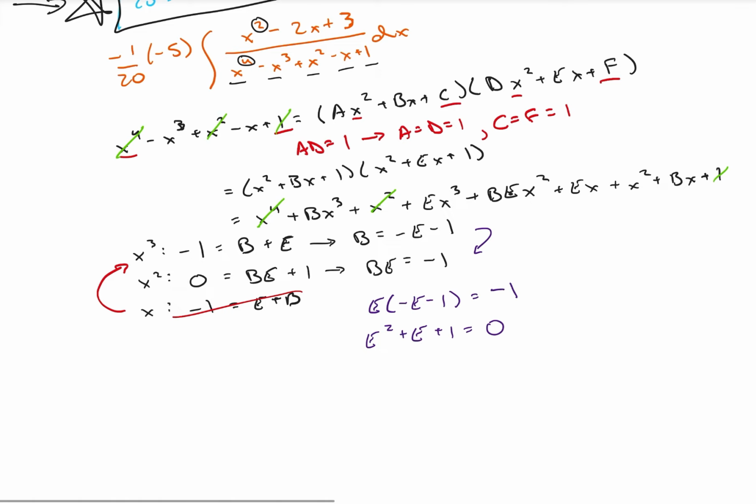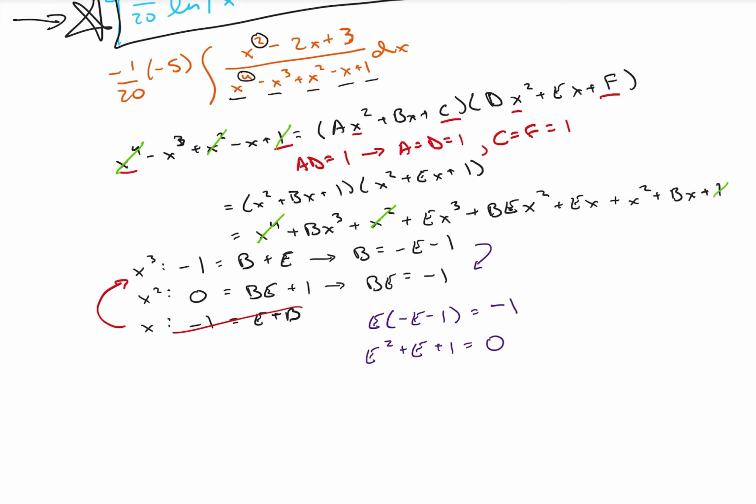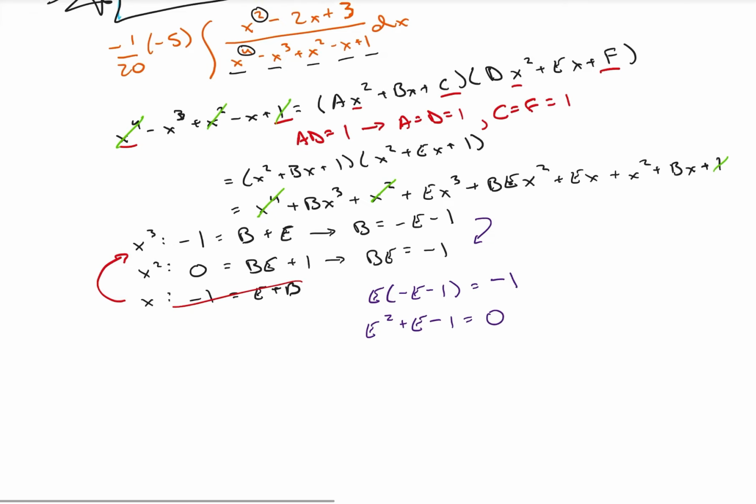Let's double check my math right now. be equals 1. So that's going to be a minus sign, sorry. I knew something was a little bit off. So let's go ahead and use our quadratic formula. So e is going to be negative 1 plus or minus the square root of 1 plus 4 over 2a. So we're going to have negative 1/2 plus or minus the square root of 5 over 2.